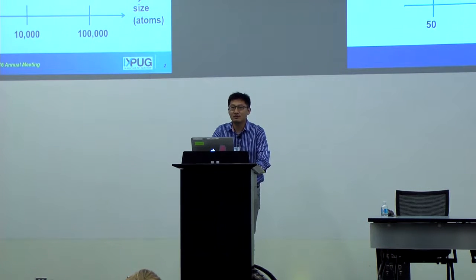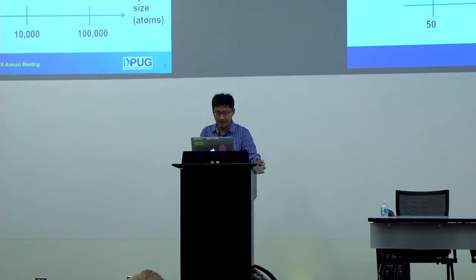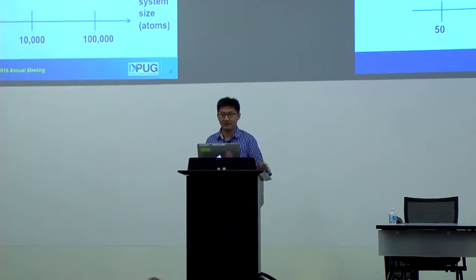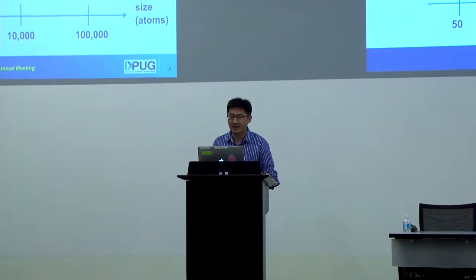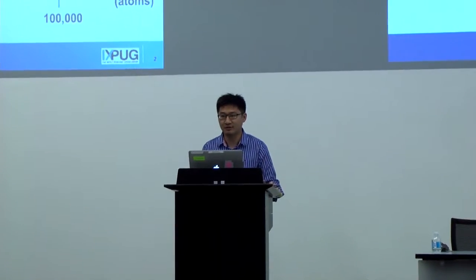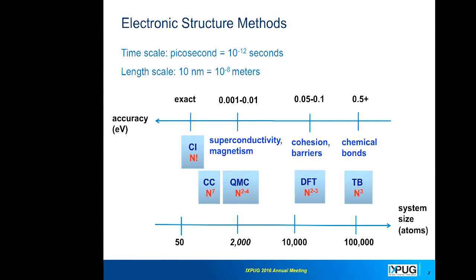We have a lot of methods for simulating materials at different scales. When you go down to the atomic scale, you have molecular dynamics. If you go further down to smaller scales, you have to deal directly with electrons, and a lot of features have to be described with electrons. We usually call these electronic structure methods. As you go towards more accuracy, the computational cost grows dramatically, and the system size you can simulate reduces a lot.